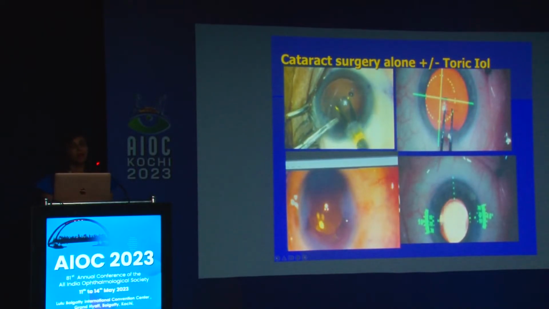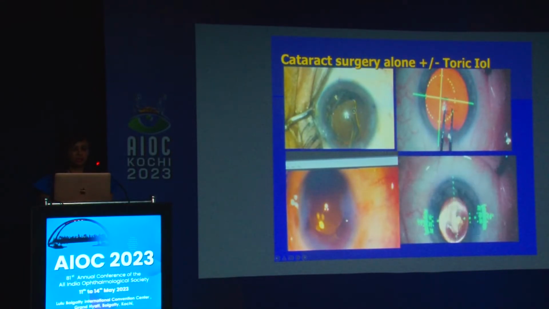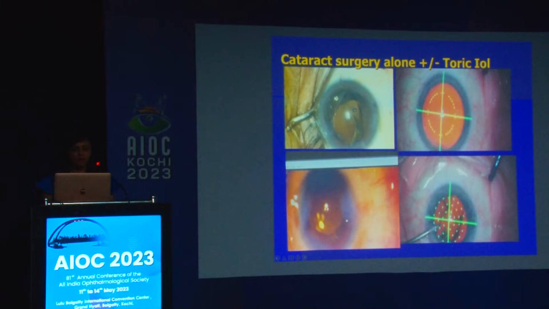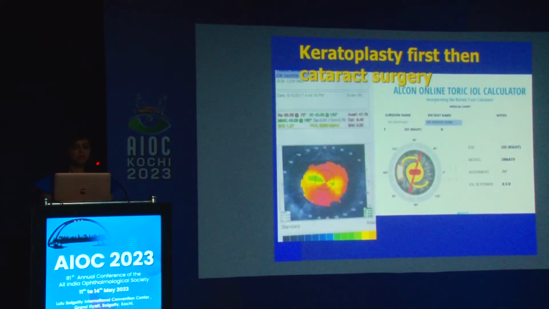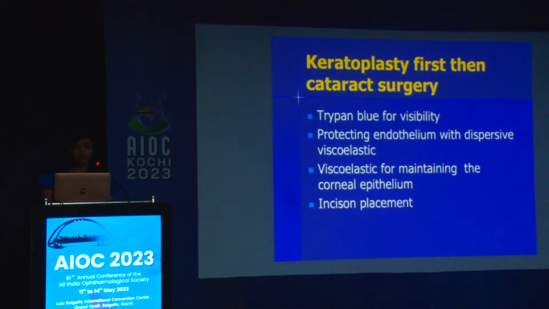And in very high myopes along with ectasia, you should probably put in a CTR, is the understanding. And if you're doing a keratoplasty first, then all sutures have to be out when you're planning a cataract surgery, and 3 months after suture removal. So we're looking at about a year to a year and a half after keratoplasty, never before that. Toric IOL is definitely useful. PTKs can be done. This was a case where I planned to do a toric IOL because, though it was a very high astigmatism patient, it was irregular.